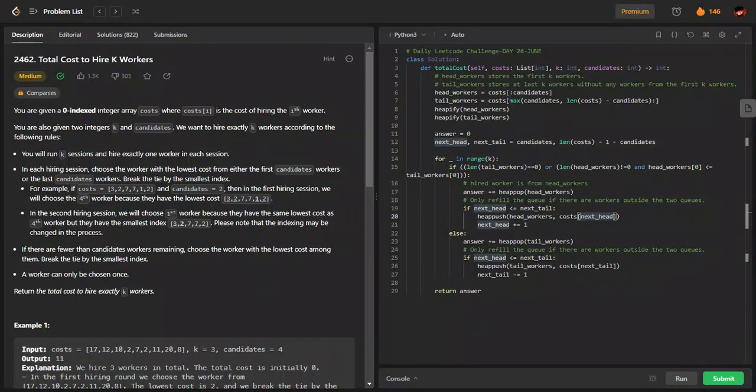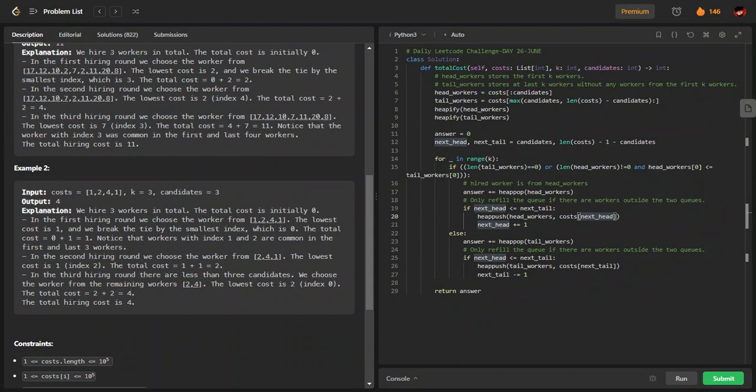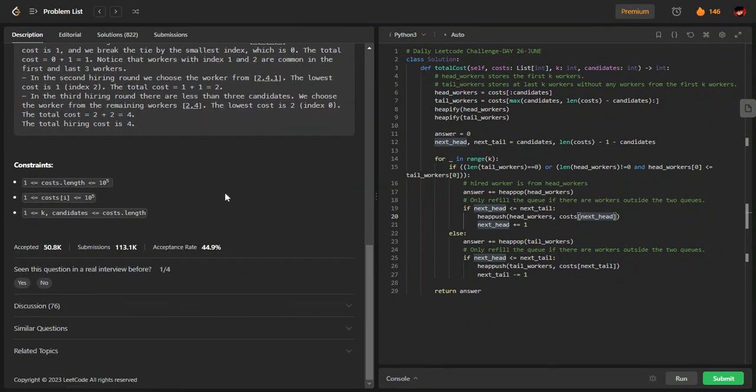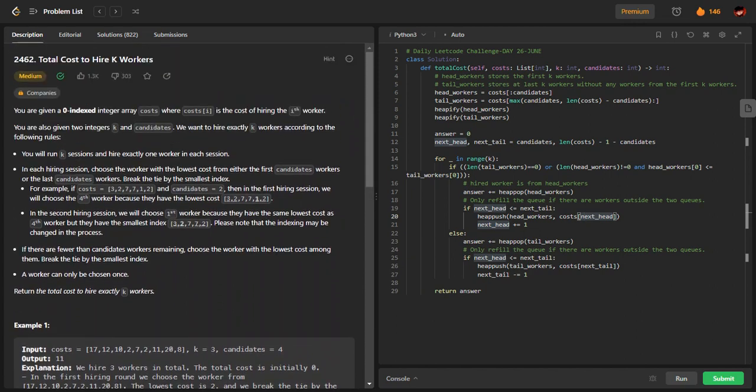Today we are at day 26 of the June Daily Code Challenge and we have a medium level question in front of us. Previous few questions were on the harder side, but let's see this medium question. This is basically on the priority queue data structure. There are many ways to do it, but the easiest way is using the priority queue, and let us see what the question is.